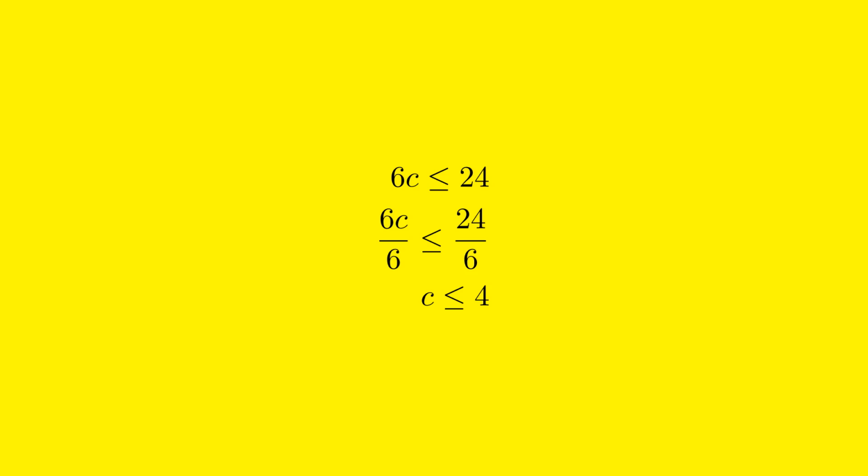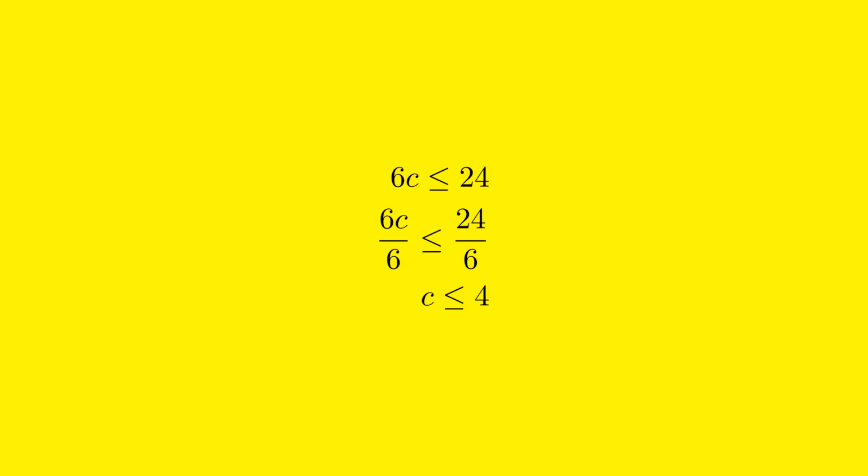On the right side, we have 24 divided by 6. 24 divided by 6 equals 4. Now the inequality is transformed to c is less than or equal to 4. This is the final step. So the solution to the inequality is c is less than or equal to 4.